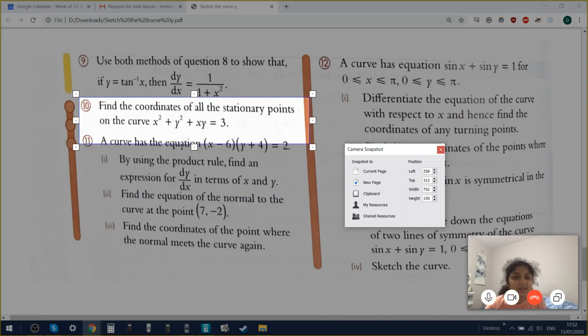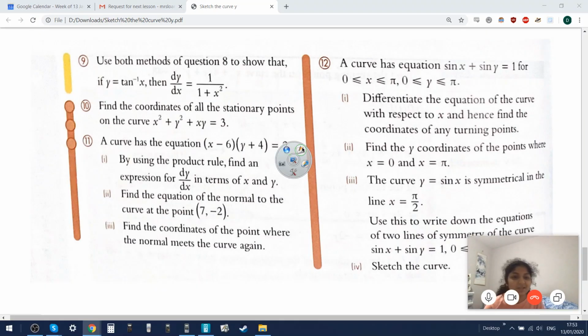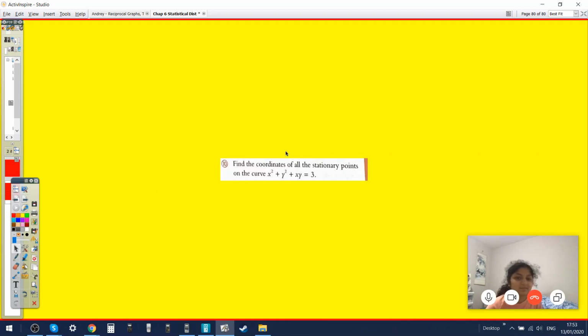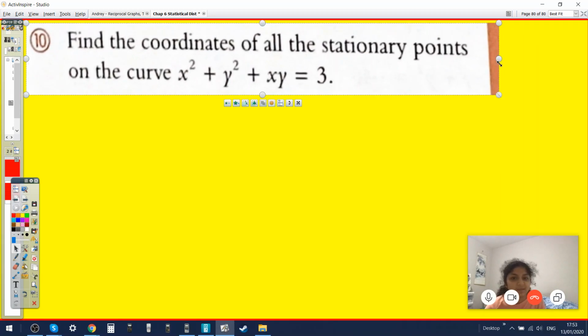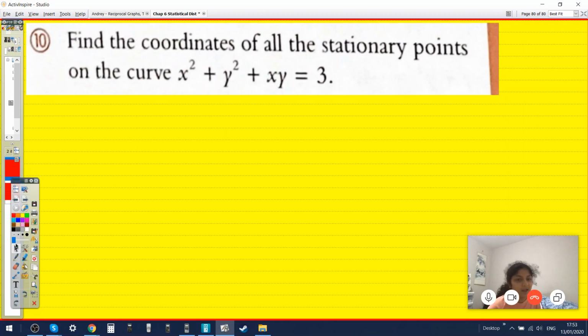Question 10, because I think that's implicit differentiation. I'm still not really sure how to do that. It's the easiest thing in the world. Okay, try it. So x squared would just be 2x, plus 2y, and then stick a dy by dx after it. Plus y dy by dx.